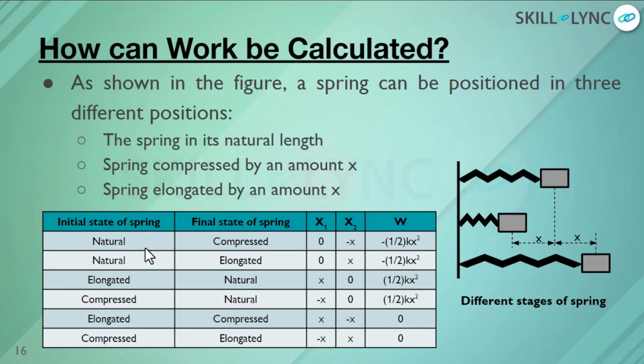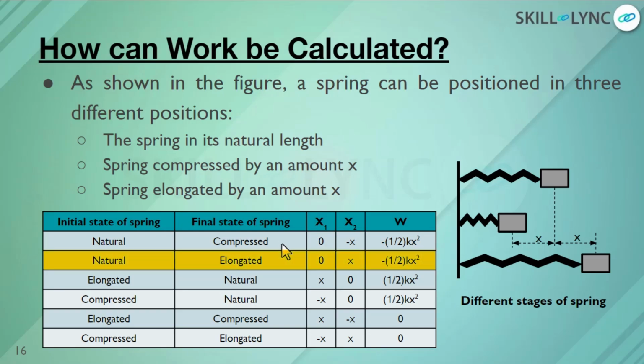Let us assume that the initial state of the spring is natural and the final state of the spring is compressed. If x1 is the position of the initial state of the spring and x2 is the position of the final state, then in this case, when the spring was at its natural state initially, x1 would be 0, and when the spring is at its final compressed state, x2 will be minus x. Therefore, work done by the spring would be minus 1/2 kx squared.